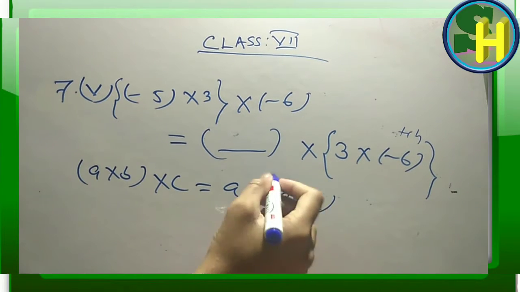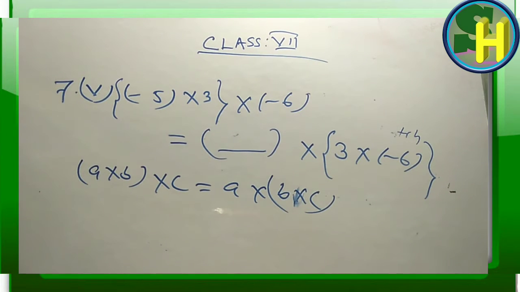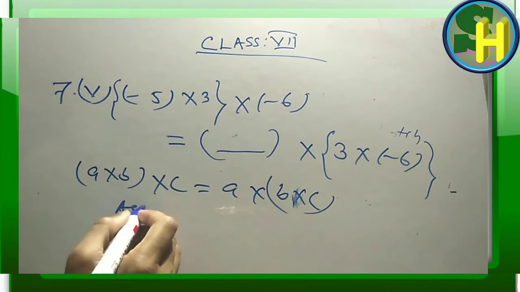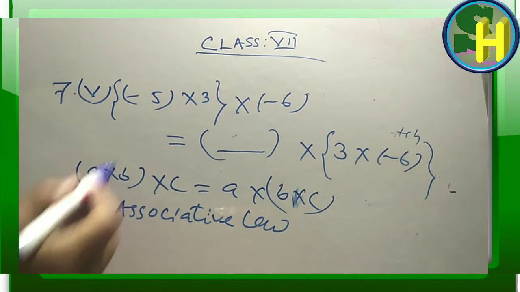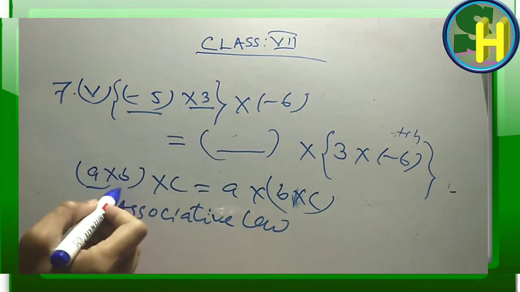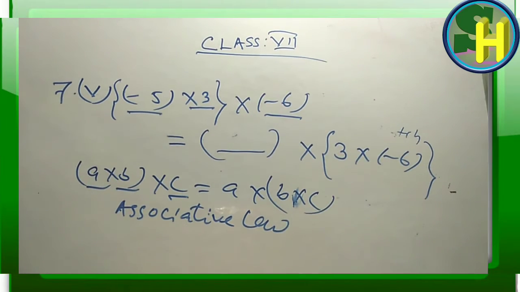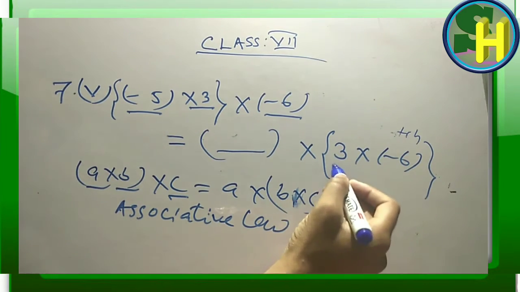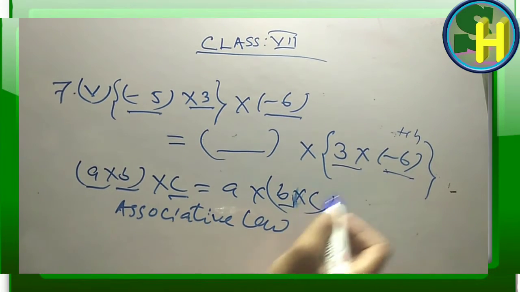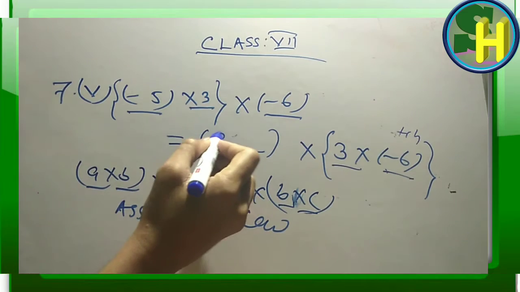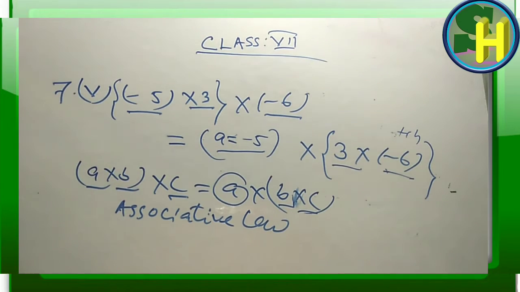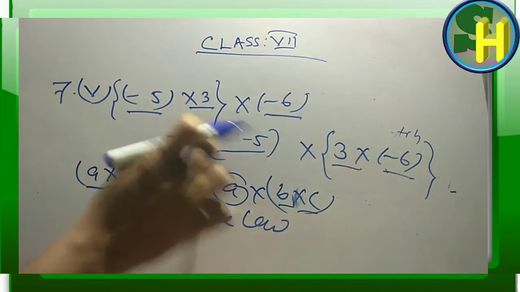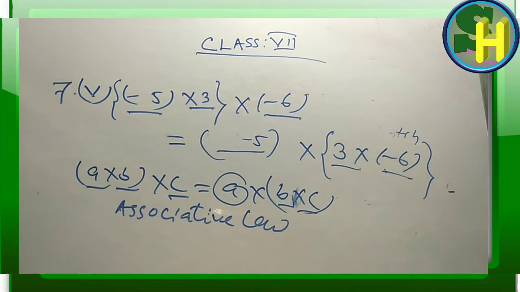According to associative law, this is A, this is A. The B is B. The C is C. So compare: it is B, it is B. This C, this is C. So this is A, so this will be A. And here A means -5. So this will be -5. Clear? So this sum follows associative law.